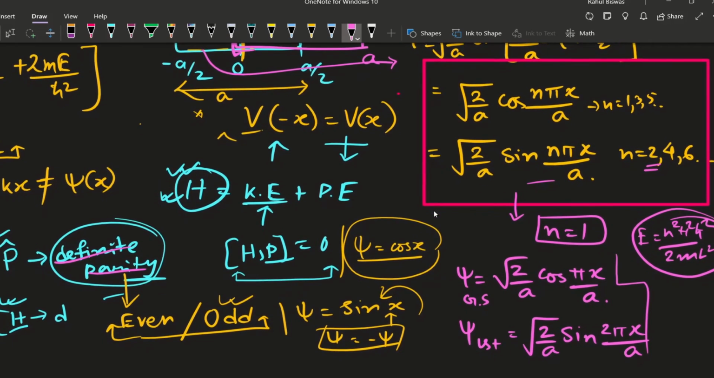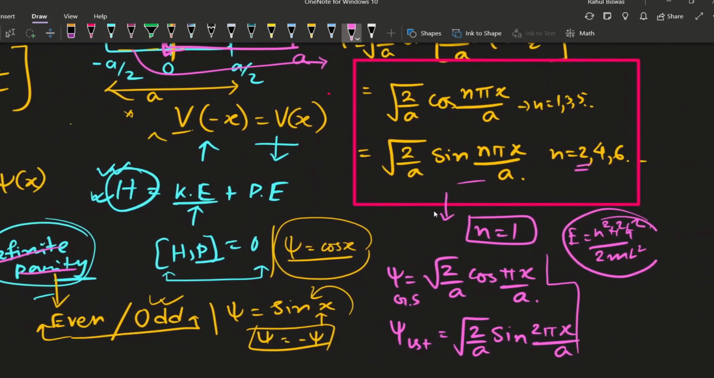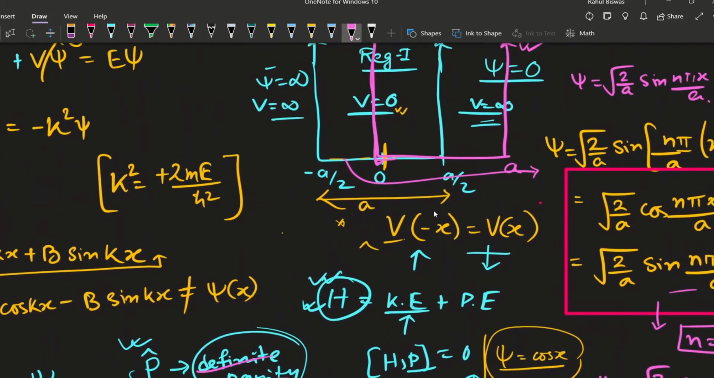So this is all about today's video. I hope that you have understood how the form of the wave function for the symmetric potential well comes.